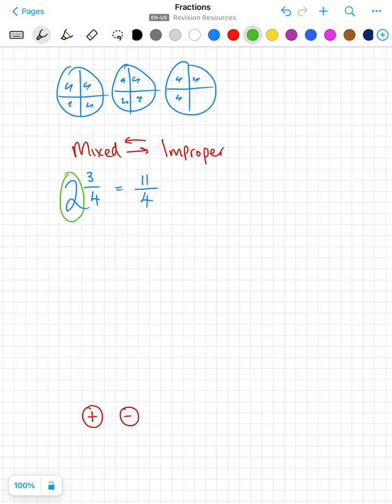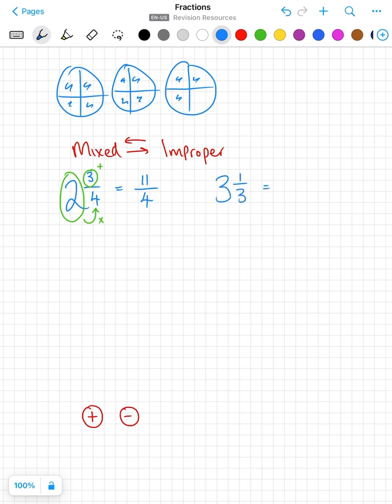Your whole number, we multiply that by 4. So we times the big number with the denominator. That tells us how many total of that fraction we have. Then we add on the numerator, because that tells us how many extra we have left over. So that's 8, 9, 10, 11 out of 4.